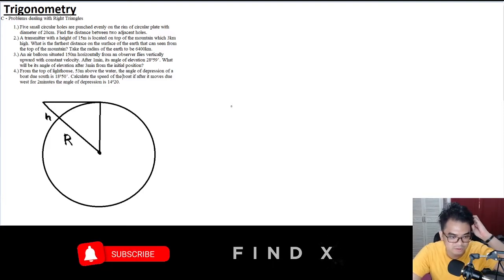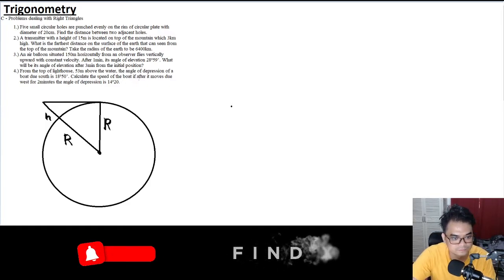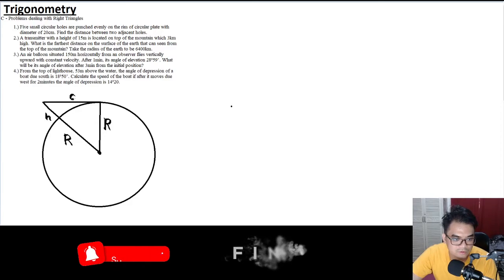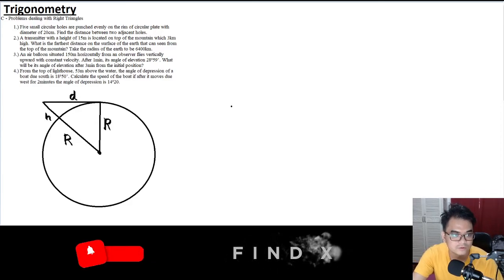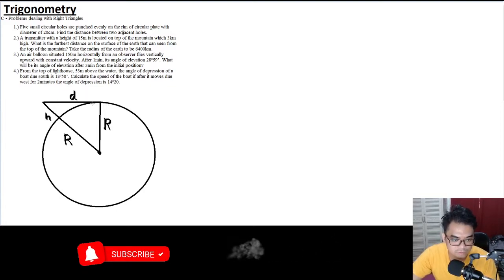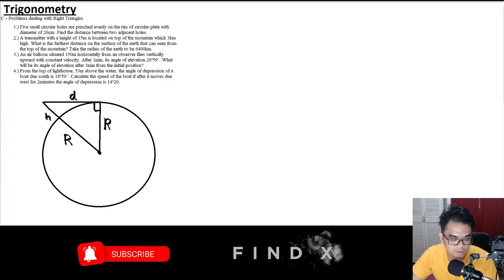So this will be your h and this is r. Therefore, this is also r. So you'll have here a triangle, and then we are looking for, let's say, this is D. Now, of course, this will be a right triangle. So this will be a right angle.